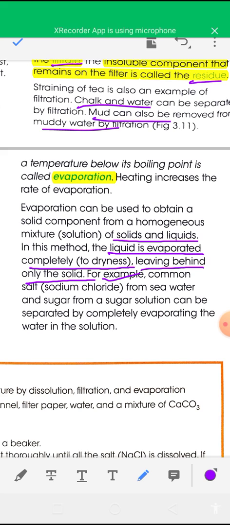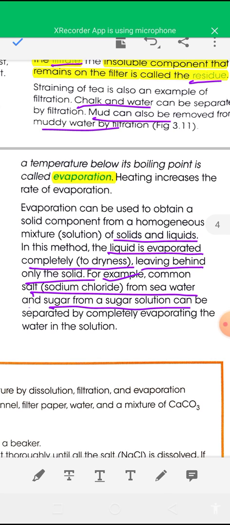Now see an example of this method. Using this method, you can separate sodium chloride salt from salt water or from seawater. You can separate sugar from sugar solution using evaporation. You have to evaporate the liquid solvent. Okay.